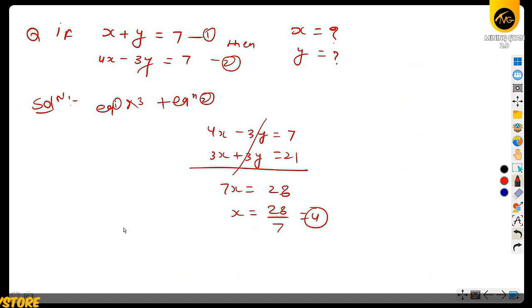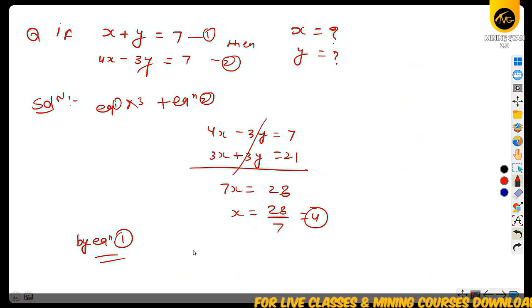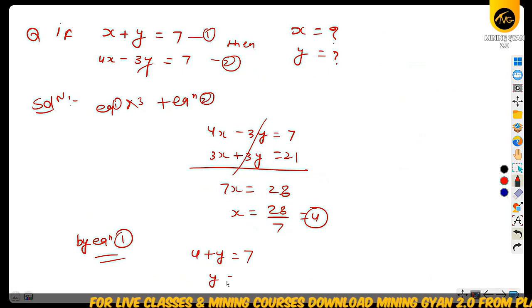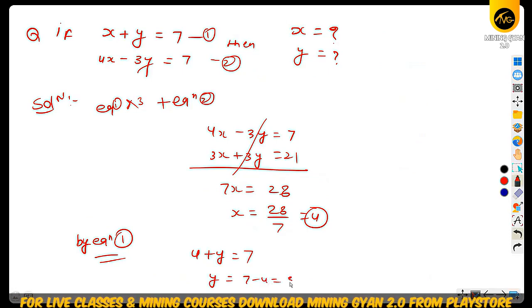Right. Now the second one by equation number 1. x plus y. So the value of x is 4, plus y is equal to 7. Now y will be 3. 7 minus 4 is equal to 3. So correct. Answer is x is equal to 4 and y is equal to 3.